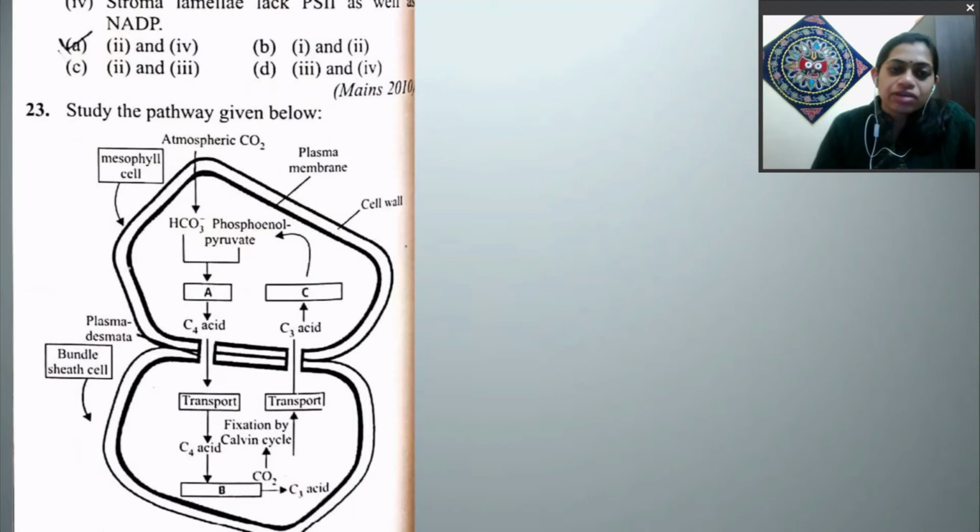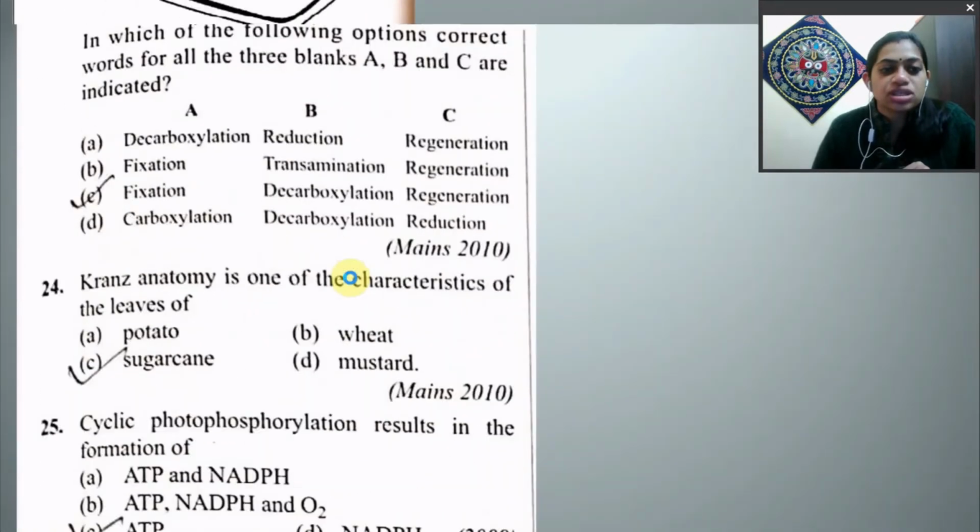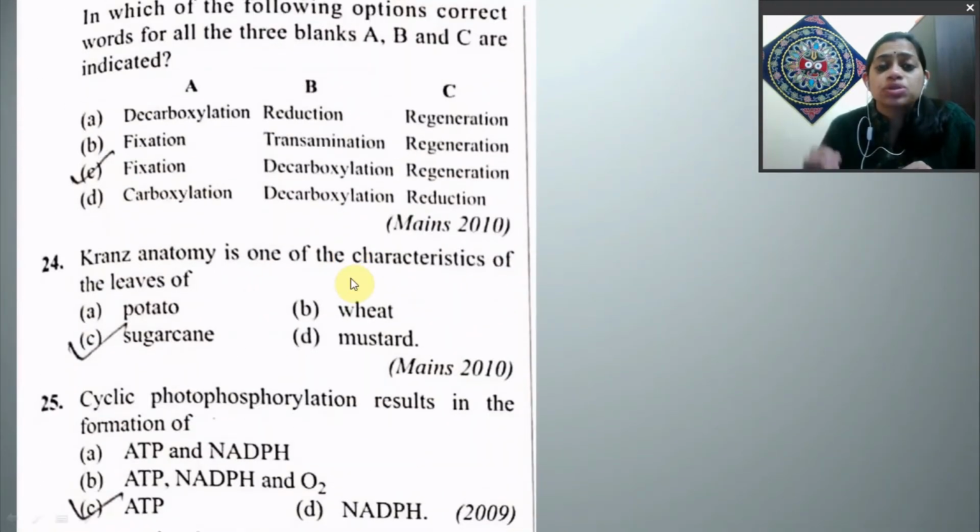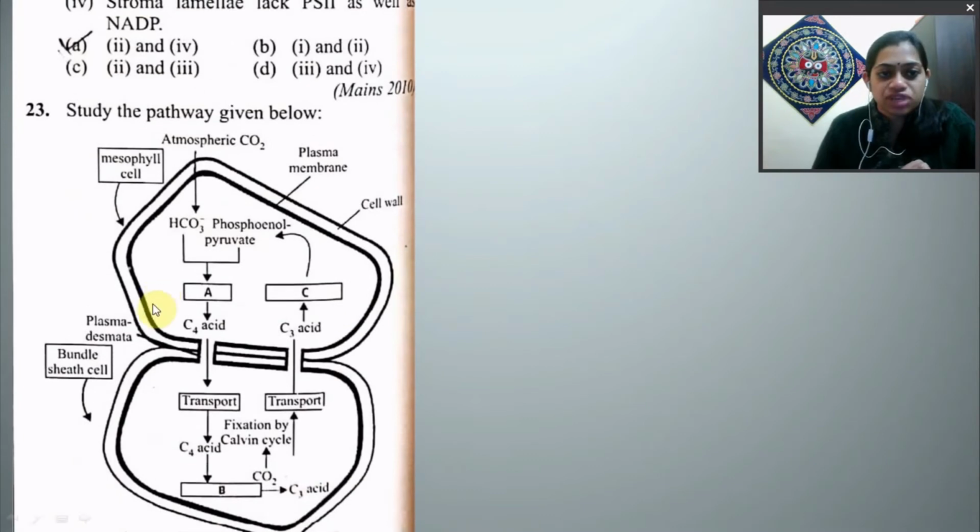Study the pathway given below. This picture is given from your NCERT book, but just see that A, B, C, D are mentioned here. This is A, this is B and this is C. The next question is, in which of the following options are the correct words for all 3 blanks A, B and C? So the right option will be C, where fixation happens first, then decarboxylation and after that regeneration. So this is fixation.